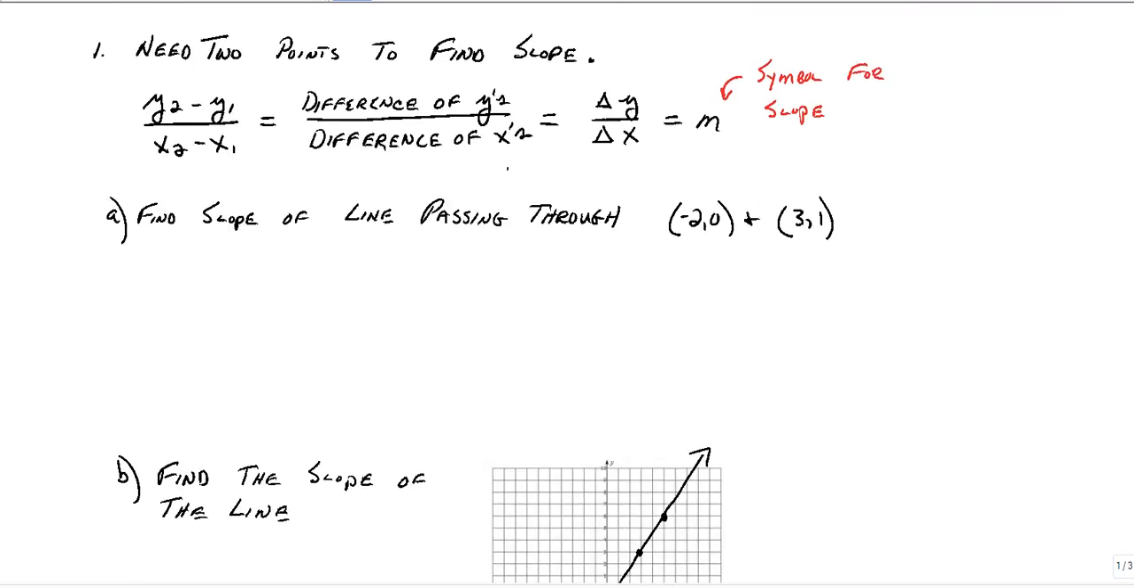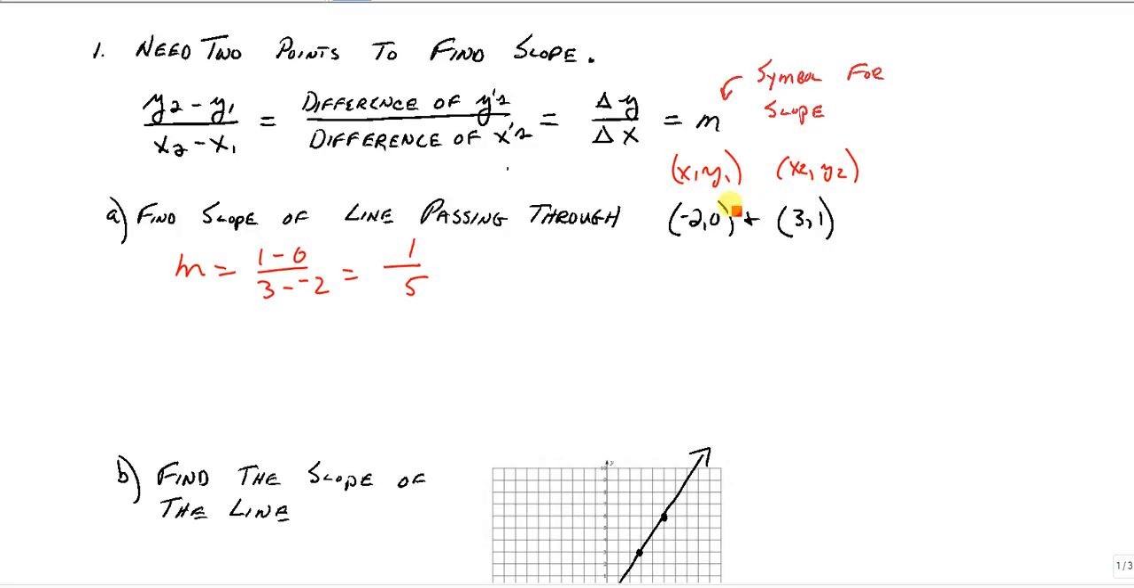So let's do an example. Let's find the slope of a line passing through these 2 points. Okay, so now I don't know which one is x2, y2, and which one is x1, y1. I don't really care, and you're going to see why. So let's say that this is x1, y1. Let's say this is x2, y2. So let's find the slope by saying, okay, the difference of the y's, 1 minus 0. And now over the difference of the x's, 3 minus a negative 2. That's going to be 1 all over 3 plus 2, that's 1/5.